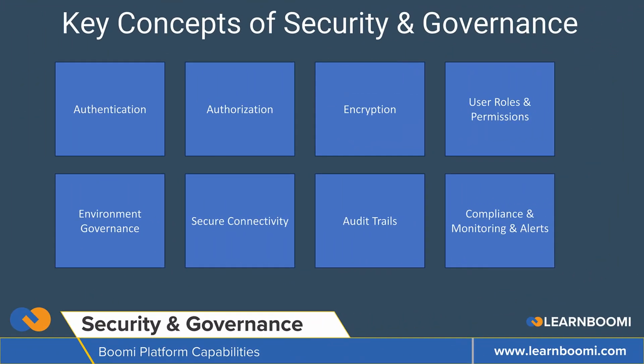So what are the key concepts of security and governance? Let's explore the core building blocks you need to understand. First is authentication. This is nothing but verifying the identity of users or applications. Examples: username and password, API keys, OAuth 2.0, SSO, single sign-on, multi-factor authentication, which is MFA. Then you have authorization, defining what the user can do after they log in. Examples: read-only access, developer access, admin rights, environment-specific access.